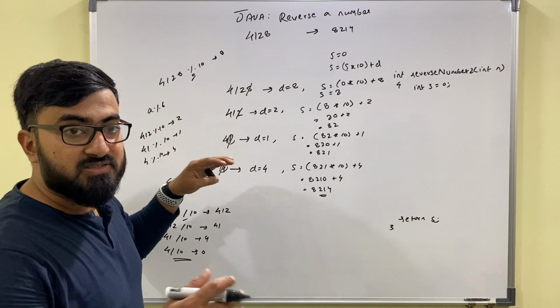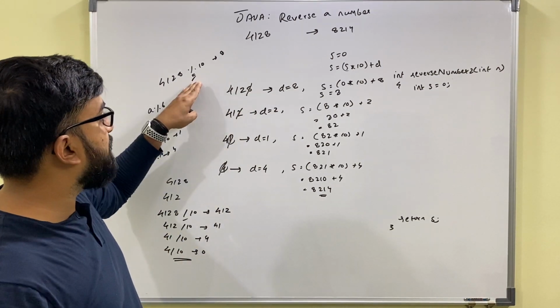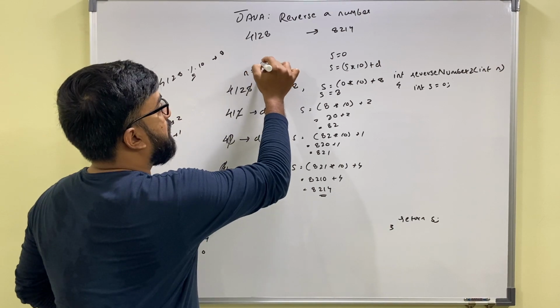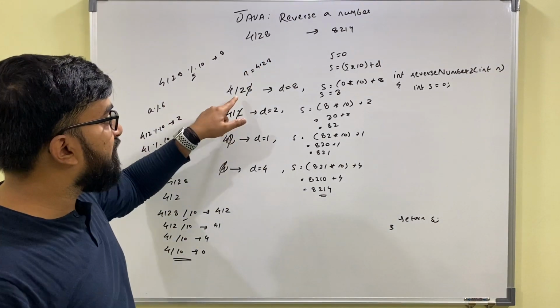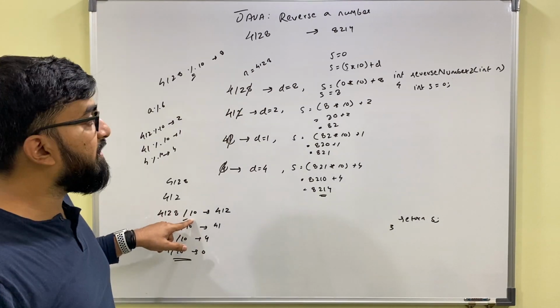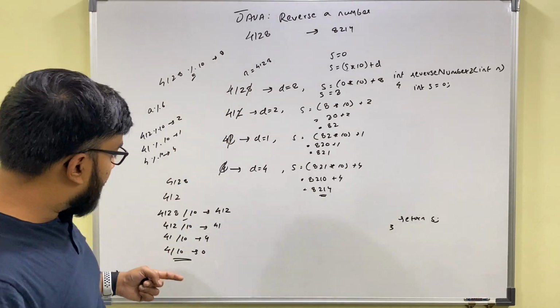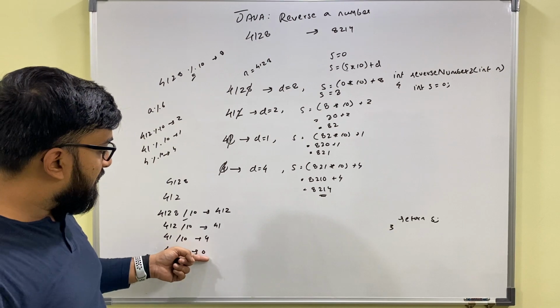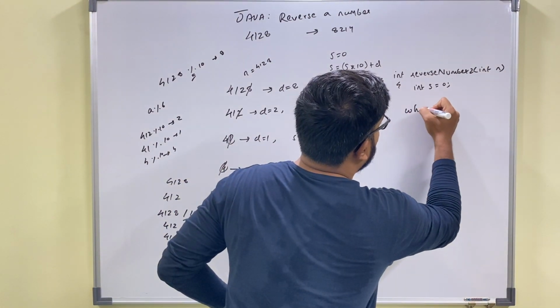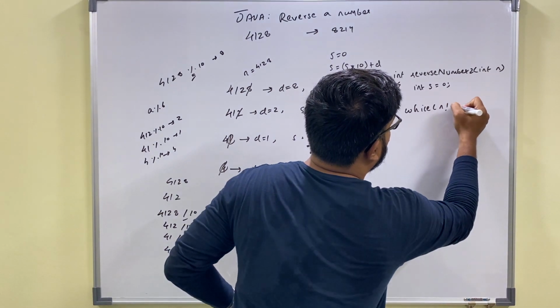Okay, so our steps are basically get the digit, using percent from this value n. So in this case n is 4128. And then remove the last units digit in n by dividing it by 10. Okay, but what is the stopping condition? When this number n becomes 0. So we say while n is not equal to 0.